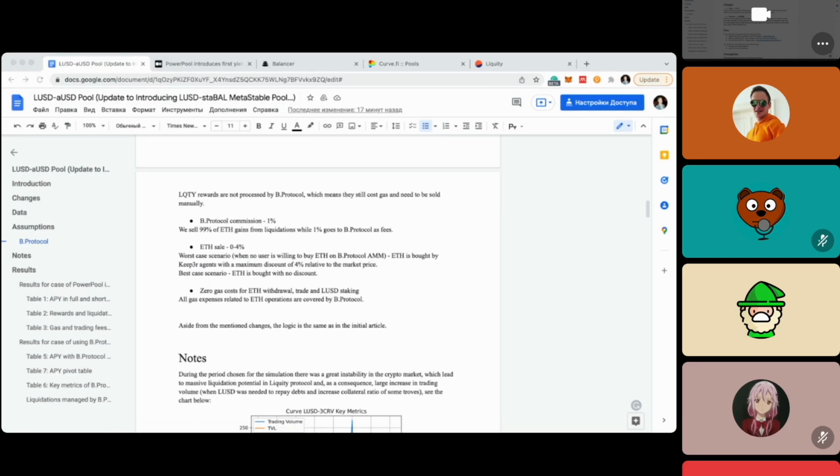Oh, really? So you are saying that PowerPool needs around 3 weeks to launch this kind of pool? I said around 2 weeks, yeah, because we already have Power Agent. We don't need to develop any automation tools.